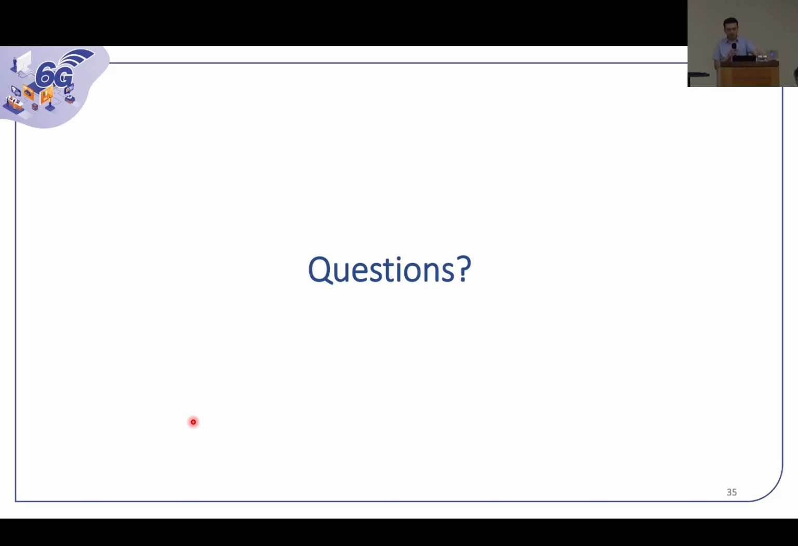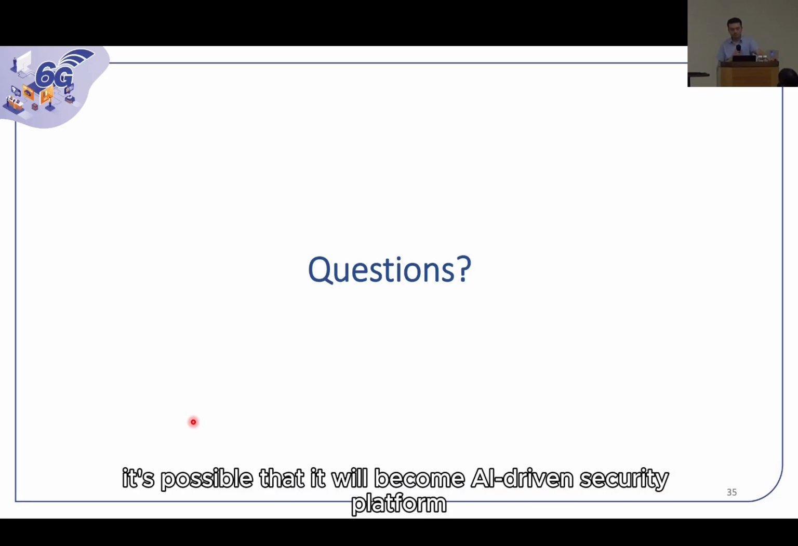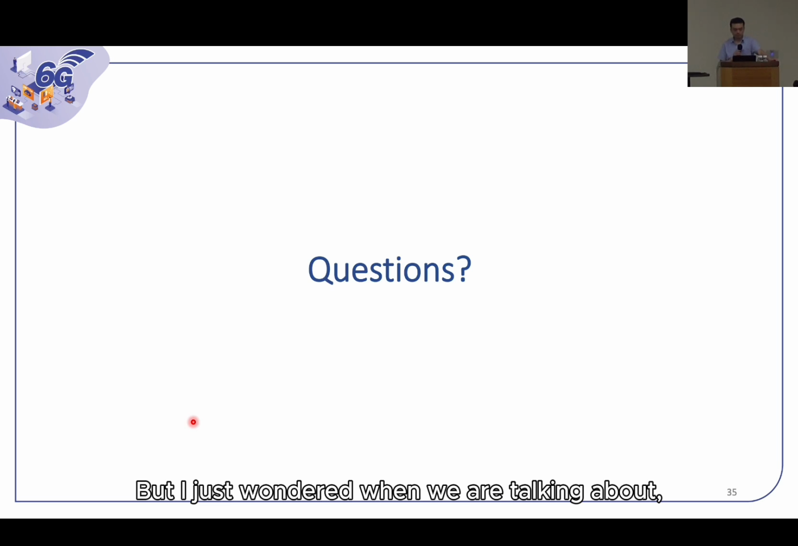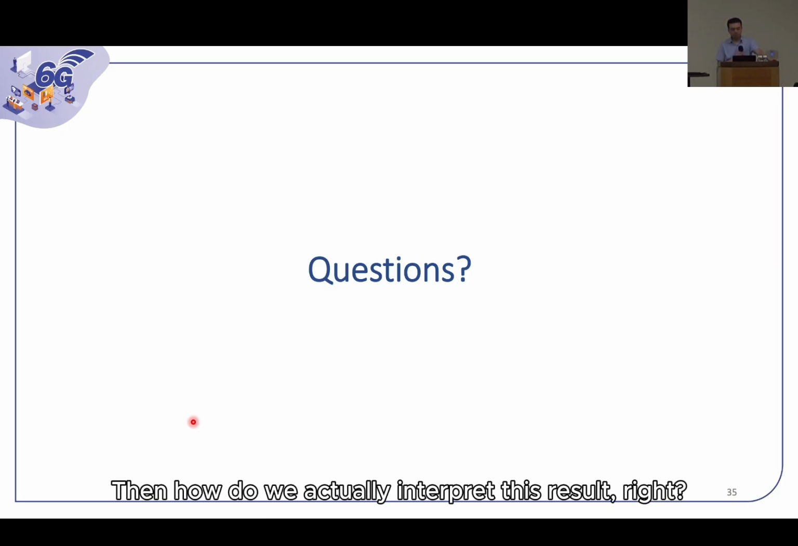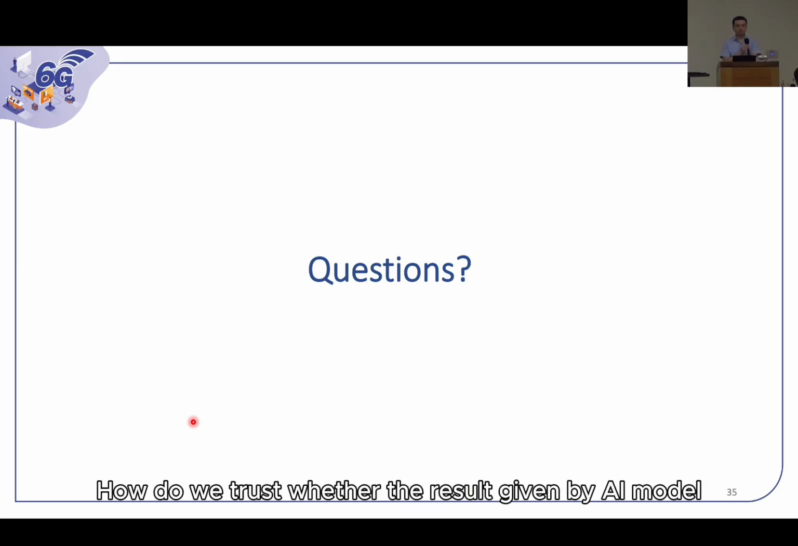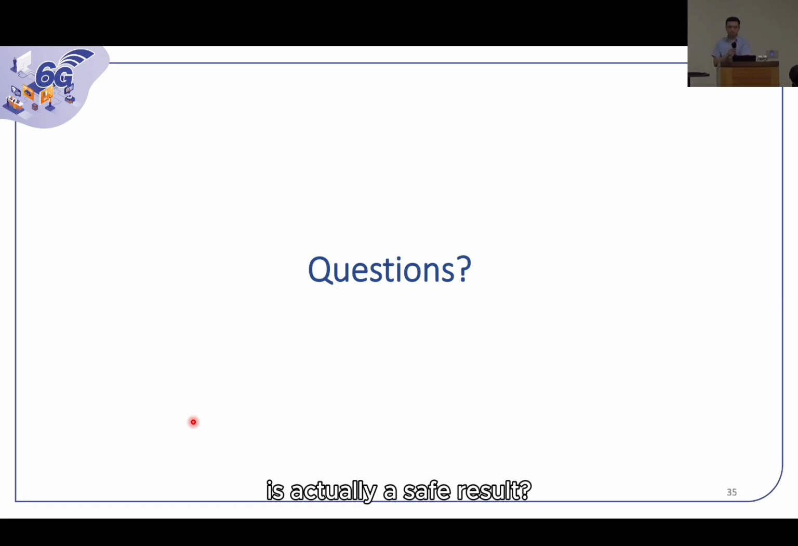Thank you. Another question: you mentioned that in 6G, for the security part, it's possible that there will be an AI-driven security guarantee. But I wonder, when we talk about a security guarantee, it's usually because the system has been examined by humans, and we say it's secure. Now it seems that in the future it will be secured by AI. A model says that this whole system is secure. Then how do we interpret this result? How do we trust that the result given by the AI model is actually safe?